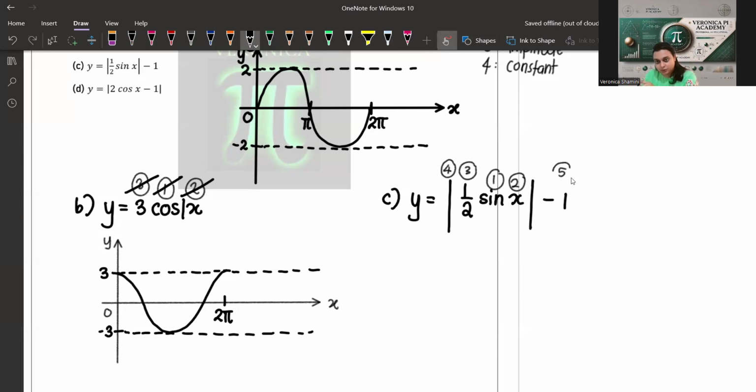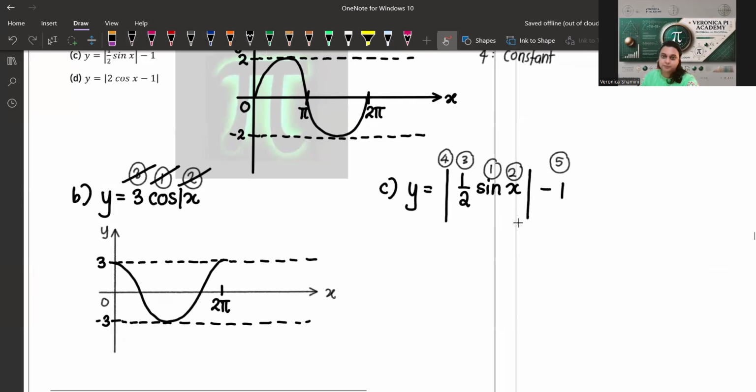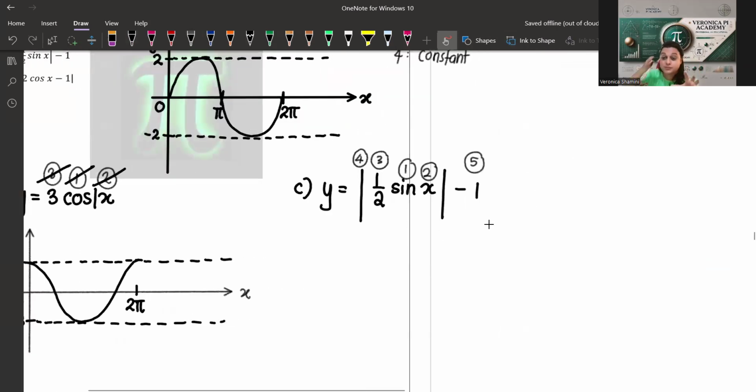Baru tolak 1, betul tak? That means you have to do the modulus first, then only tolak 1, right? So that tolak 1 will be your step 5. So dekat sini ada step 5, 5 steps. Okay? Alright.